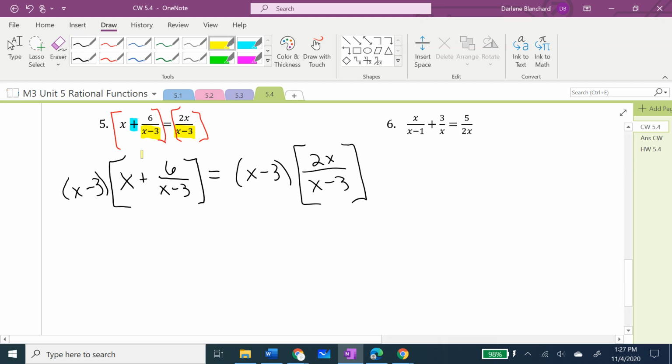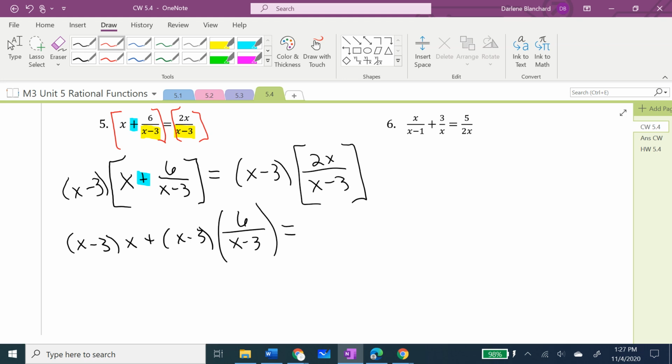I've got to be very, very careful. I have this addition sign. And I'm going to distribute the multiplication of x minus 3 over that addition sign. On the right side, you don't have an addition or a subtraction between terms. You are ready to just cancel those two. On the right side of the equation, that leaves me with 2x.